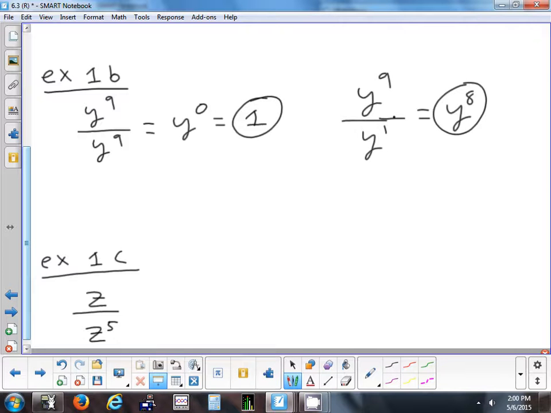Right, so Joe, why don't you tell me, what's the exponent in the top here? 1. Now, when we write our final answer, where is it going to go? Top or bottom? How do you know it's in the bottom?